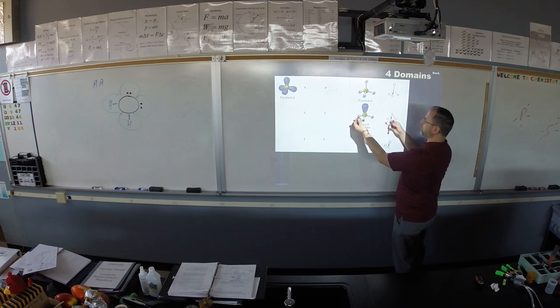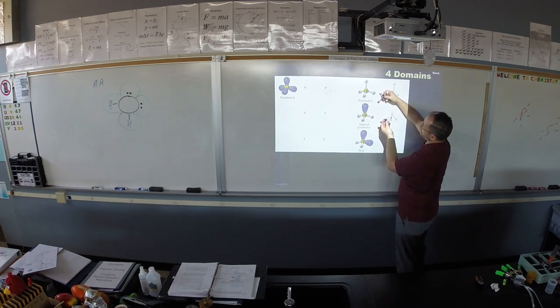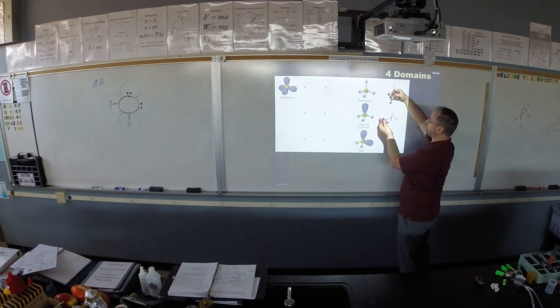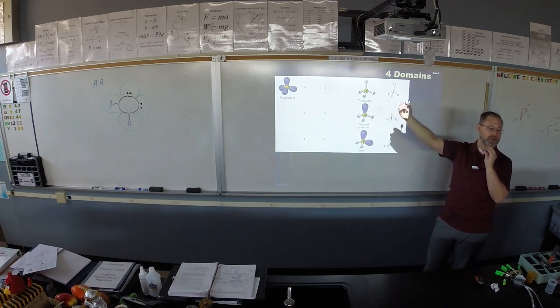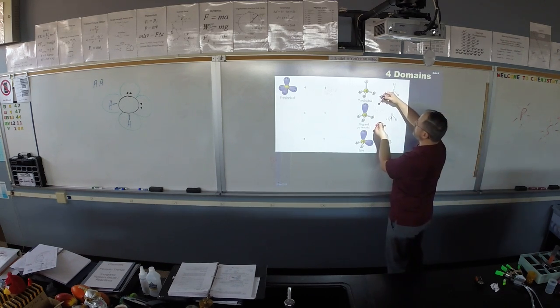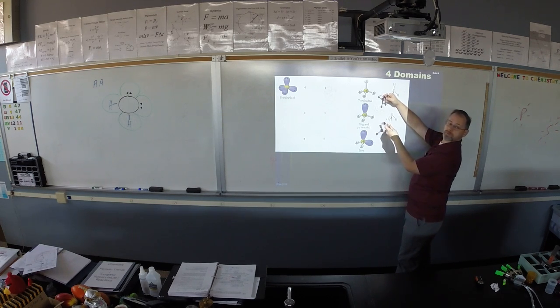Okay. If one of those domains is not bonding, if one of those domains is unshared, what you get is trigonal pyramidal, triangle pyramid. So ammonia, you drew ammonia, you built ammonia. Ammonia has an unshared pair above the nitrogen, but the hydrogens are still domains. Those unshared pairs push the hydrogen domains down, and what you get is a trigonal pyramidal configuration. If you say triangle pyramid, that's okay. Okay. Trigonal pyramidal, tetrahedral. Can you see the difference?